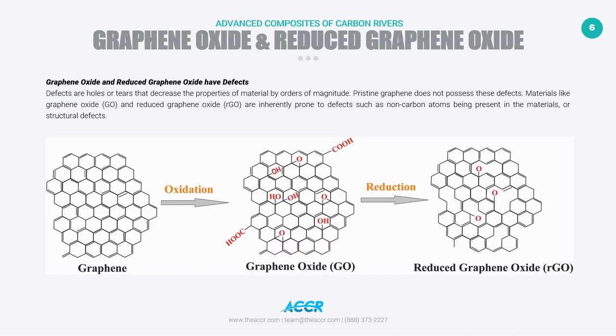When we say defects, it does not only mean that there are some missing carbon atoms. Defects can also mean that there are functional groups or non-carbon atoms present on the material. Here are examples of graphene oxide and reduced graphene oxide. Notice that there are atoms in addition to carbon, being hydrogen and oxygen. These additional atoms change the chemistry and it's no longer graphene.